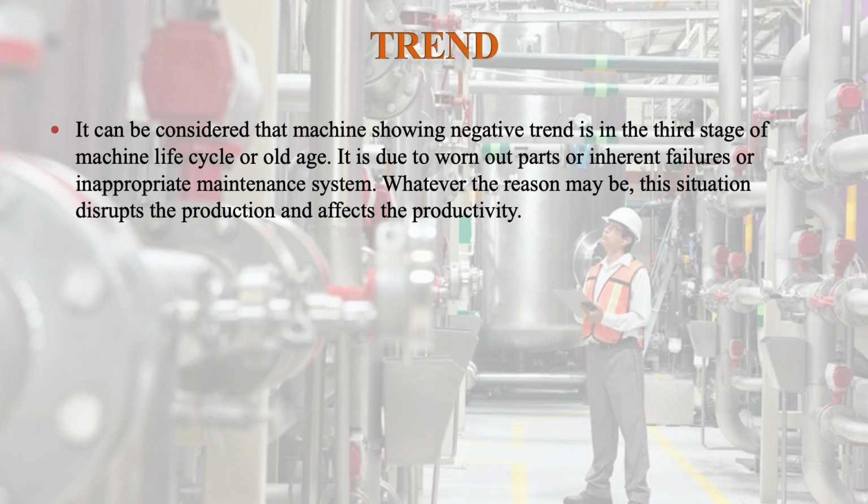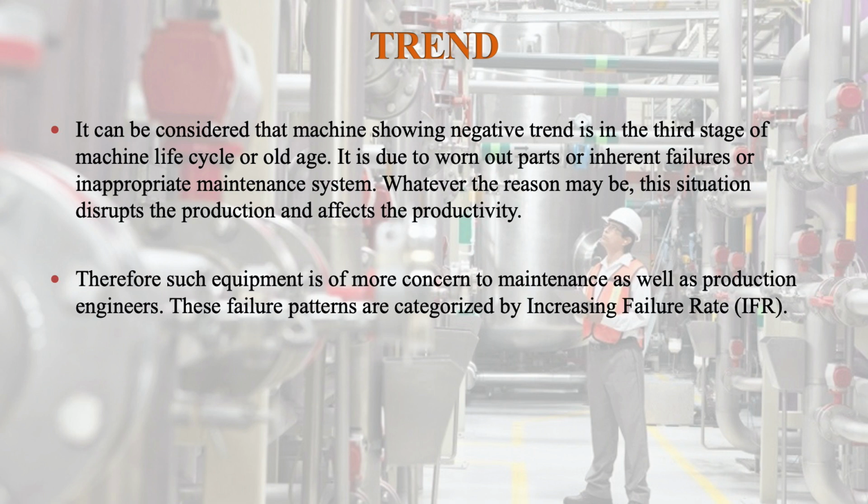So it can be considered that a machine showing a negative trend is in the third stage of the machine life cycle, or old age. It is due to worn out parts or inherent failures or inappropriate maintenance systems. Whatever the reason may be, the situation disrupts production and affects productivity. Therefore, such equipment is of more concern to maintenance as well as production engineers. These failure patterns are categorized by increasing failure rate.